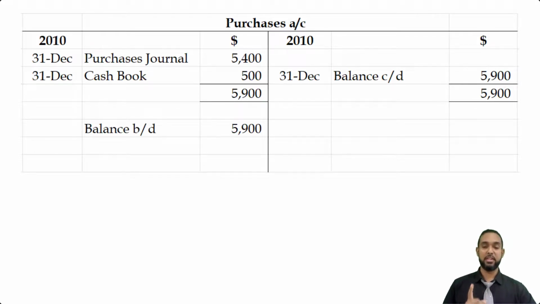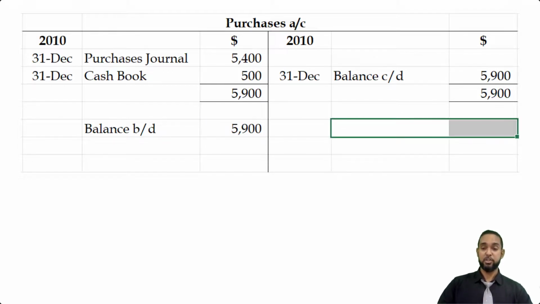And just like we did with the sales account, we have to close off the purchases account by transferring the total amount incurred, because it's an expense, to the income statement. So there's a debit balance existing in this account. To transfer it out, we have to put a credit entry to remove it.